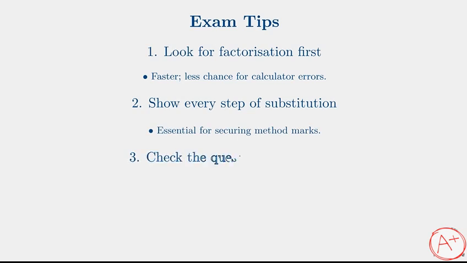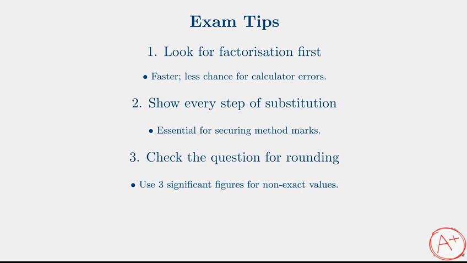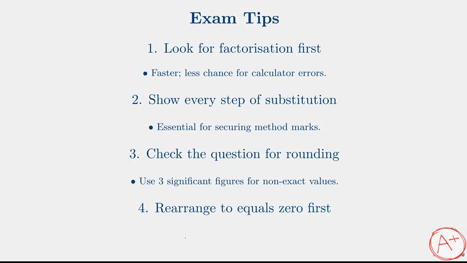Cambridge examiners are strict on rounding. If the question doesn't specify, give non-exact answers to 3 significant figures, but give exact fractions or surds whenever possible unless told otherwise. Never start solving until your equation is in the standard form, ax squared plus bx plus c equals 0. If you have terms on both sides, you must move them first, or your coefficients will have the wrong signs.